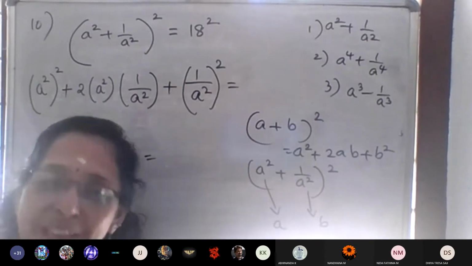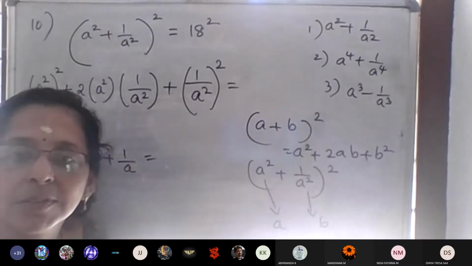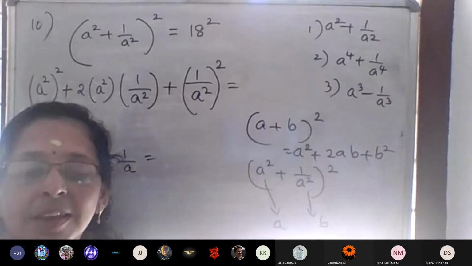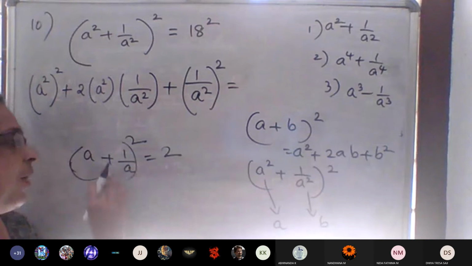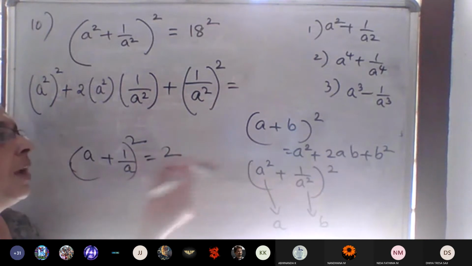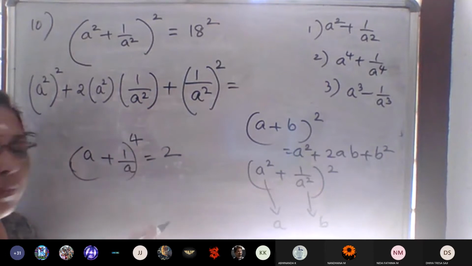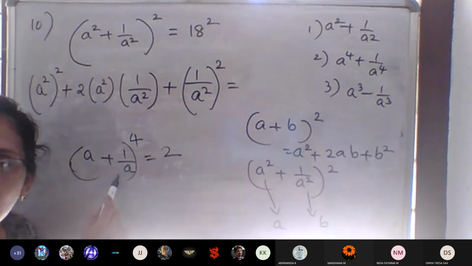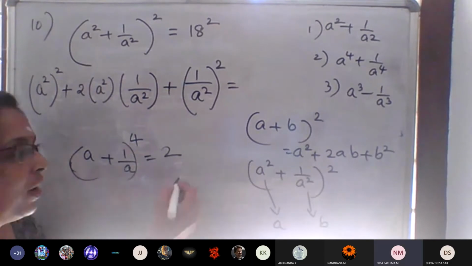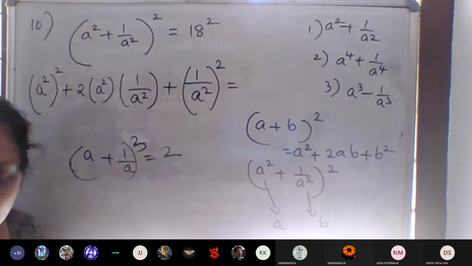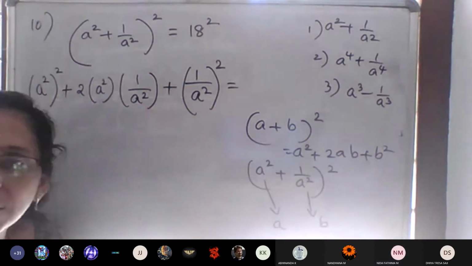Is it possible? No, ma'am. We don't have a plus 1 by a. So how can we write a plus 1 by a? If we have some value, like 2, then only we can square. If a plus 1 by a whole square is equal to 2, we can do with that, and again we can square. Can we do raised to 4? Is there any formula here? We only studied square and cube. We don't have a formula for a plus 1 by a raised to 4. That's why we are not writing it.